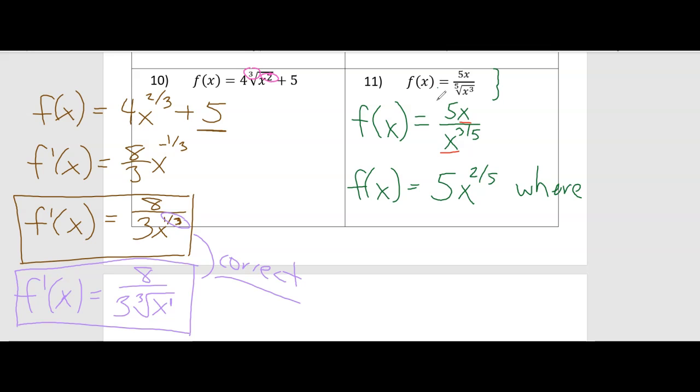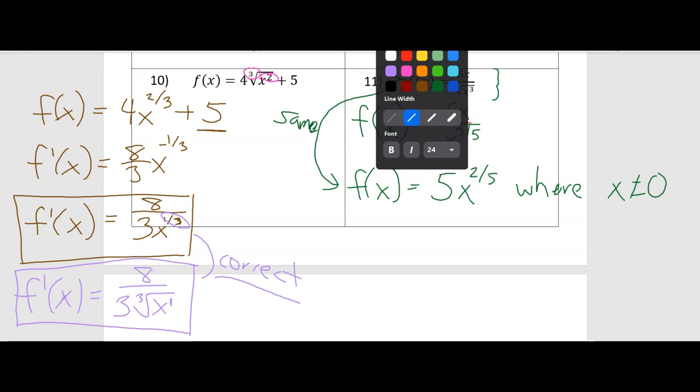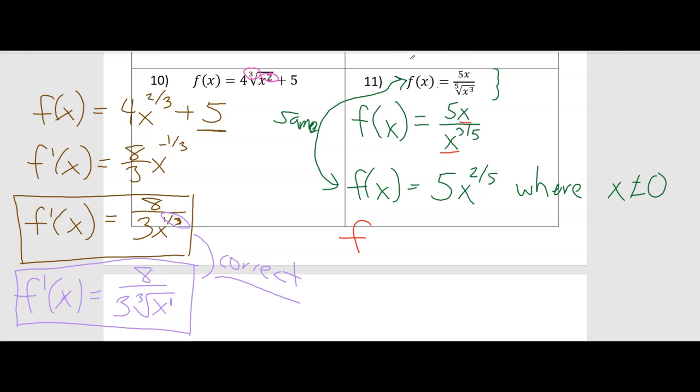But that can't be true if our original was undefined at 0. So we just have to say where x cannot equal 0. Then it means that this f of x is truly the same as this f of x. So now they are the same once we've added on that qualifier. Now I can go and apply the power rule. So I'm going to get f prime of x is equal to 5 times 2/5, which is 2, times x to the power of negative 3/5.